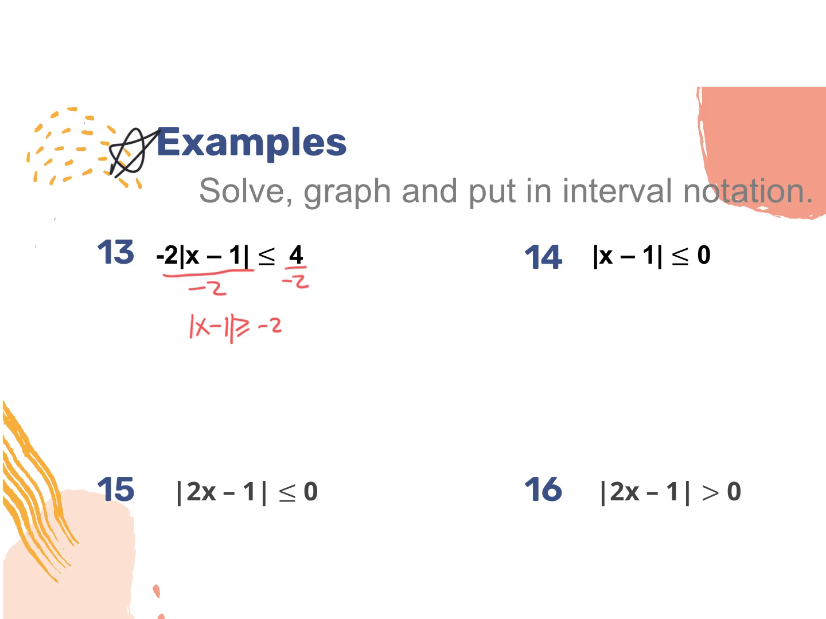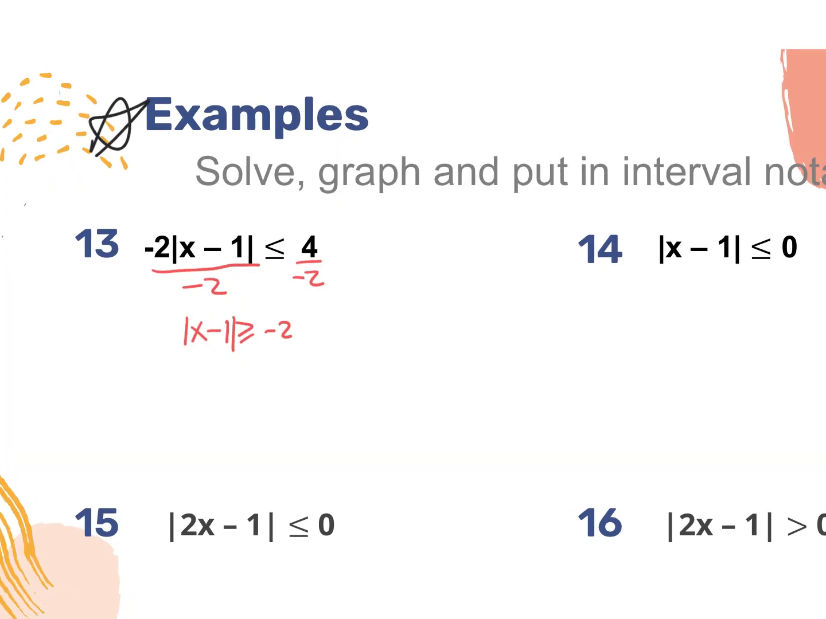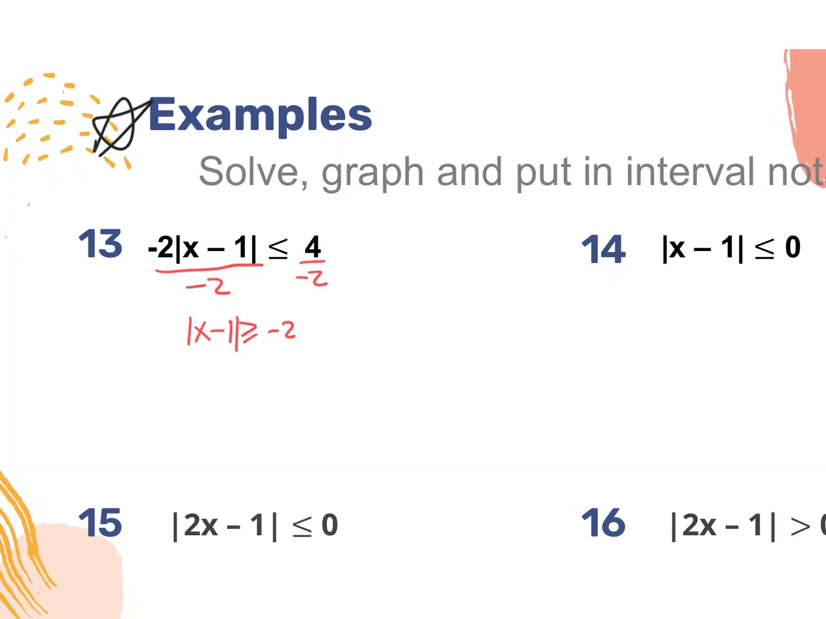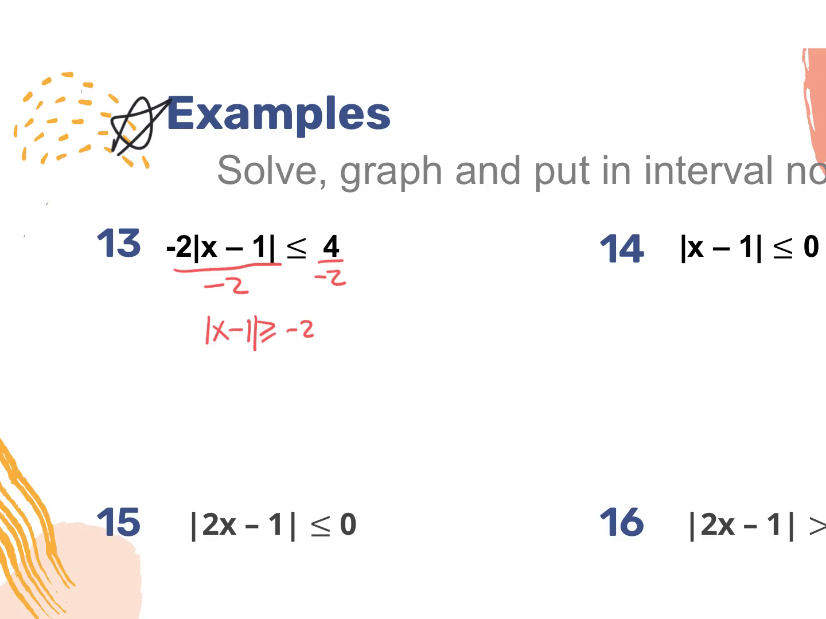Now, before we even go to solve this, think about what the statement is saying. I have the absolute value of x minus 1 is greater than or equal to -2, a negative number. Think about what's in the absolute value. No matter what I put in this absolute value, this is always going to be positive. That's one of the special things about absolute value. There's not a single number that I can plug into this absolute value expression that's going to get me anything that's less than -2.